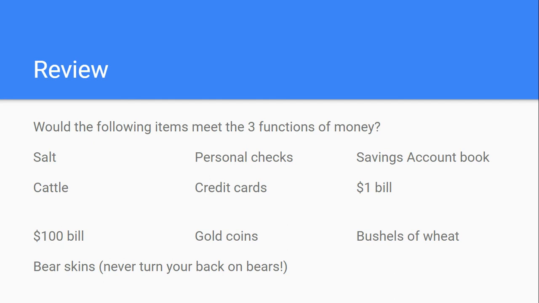The 3 functions of money. You would have personal checks, a $1 bill, and a $100 bill. Those would be the 3 items listed there out of the 10 that would meet the 3 functions of money.